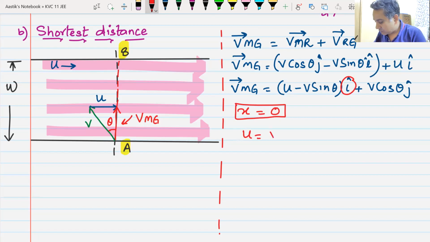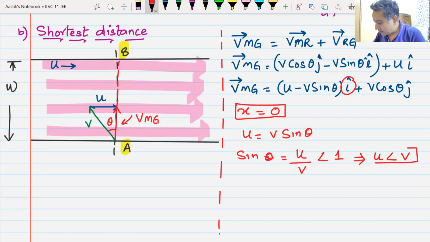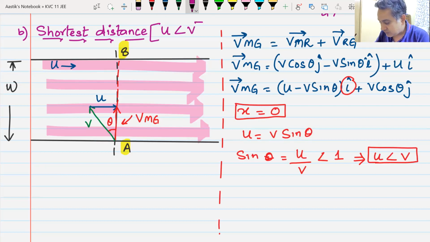U is equal to V sine theta. You can also see it from the right angle triangle that I have drawn there. The value of sine theta will be equal to U by V. And remember, this value of sine theta should be less than 1. That means this condition is only possible when U is smaller than V. So you must remember that you can only do this when U is smaller than V.